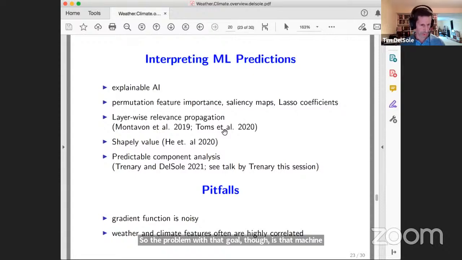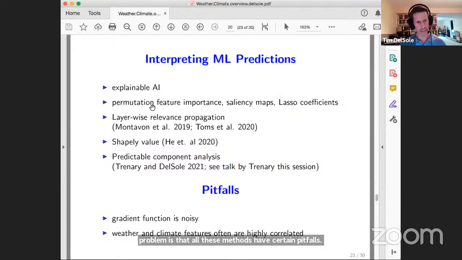There's a huge literature on this topic. Some call this explainable AI. One strategy is to identify important predictors using things like permutation feature importance, saliency maps, and just examining the lasso coefficients. Another approach is to use layer-wise relevance propagation, which will be mentioned in a talk in this session, Shapley values, and another approach, using something called predictable component analysis, which will be discussed in the next section. The problem is that all of these methods have certain pitfalls.